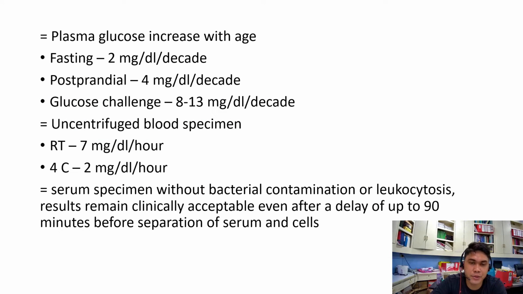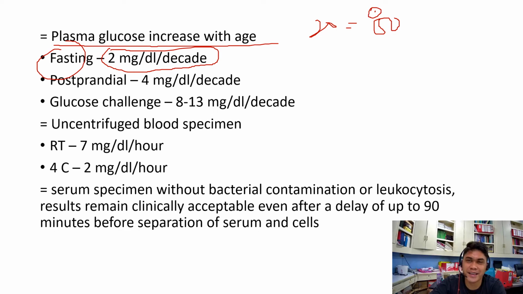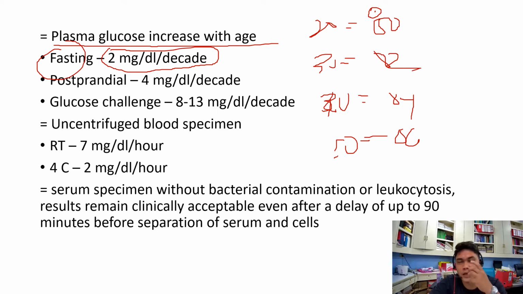Next, you have plasma glucose increase with age. So what is the expected increase in glucose as you age? So first, for fasting, it's 2 mg per dl per decade. Okay, so for example, at 20 years old, your glucose concentration is at 80, then at 30, you have 82, then at 40, you have 84, then at 50, you have 86. So this is the normal progression or increase in glucose concentration as you age.